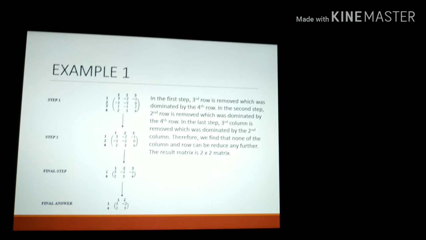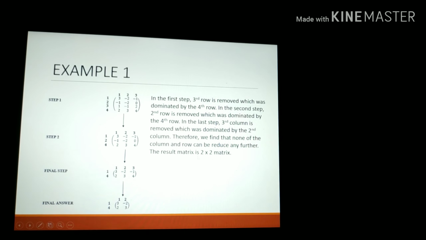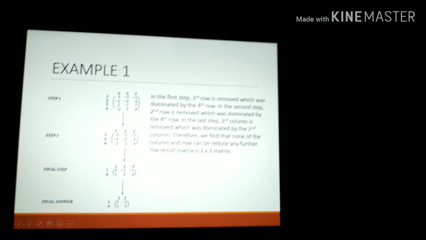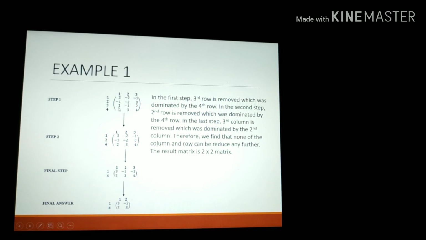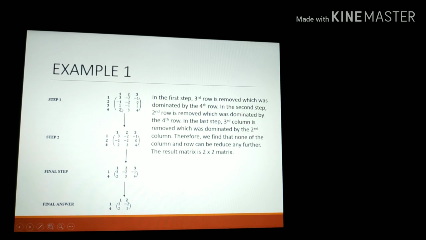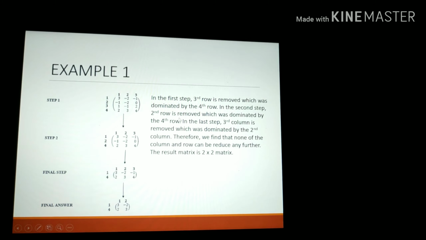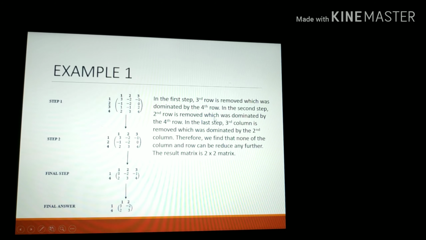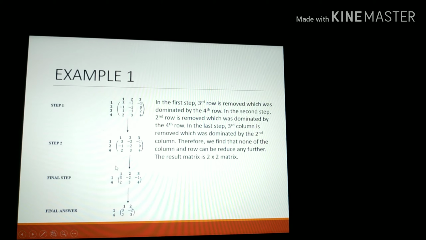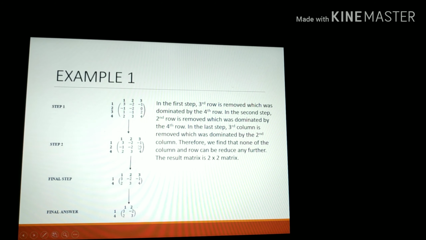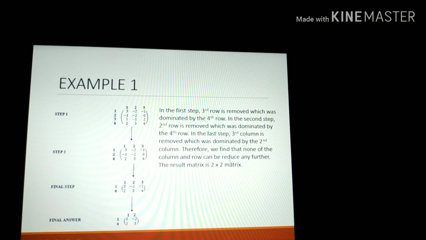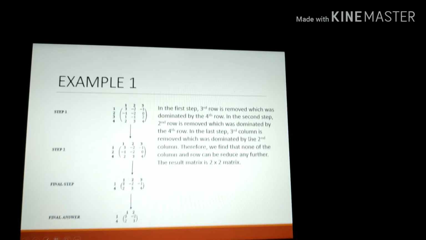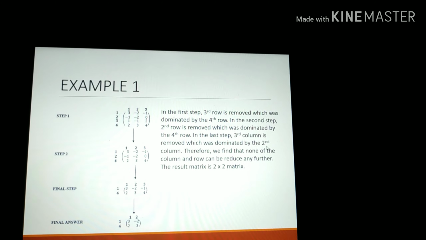So for example 1, in the first step, the third row is removed, which was dominated by the fourth row. We can see the third row is much smaller compared to the fourth row, so the bigger row will eliminate the smaller row. In the second step, the second row is removed, which was dominated by the first row. We can see the second row is also much smaller compared to the first row, and that's why the second row is eliminated.